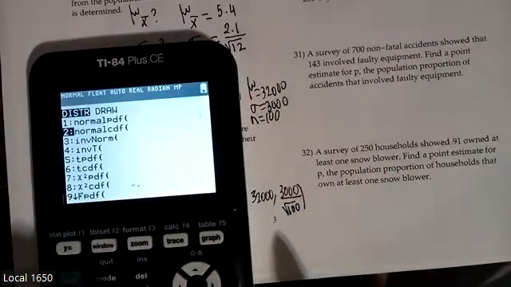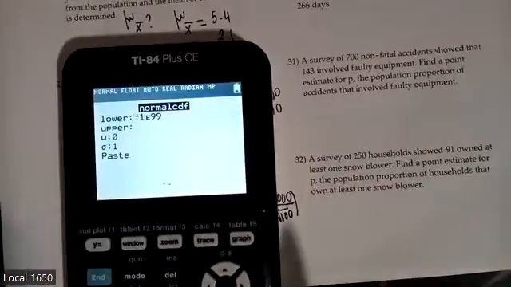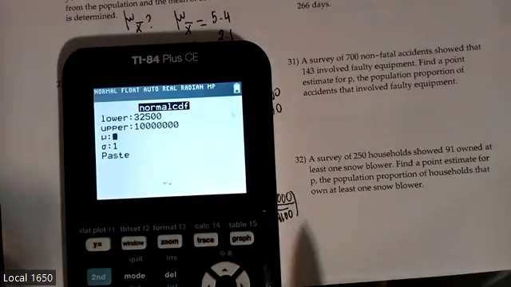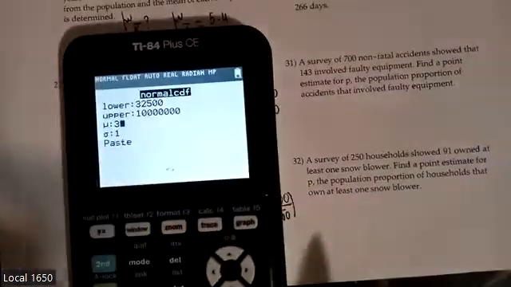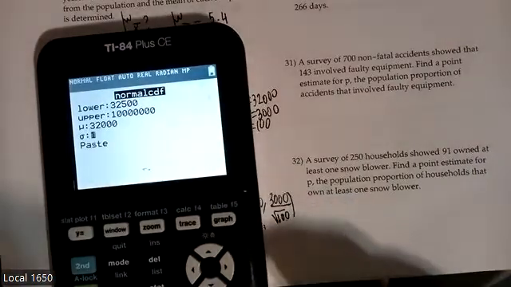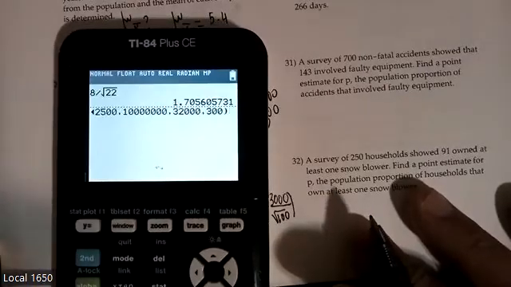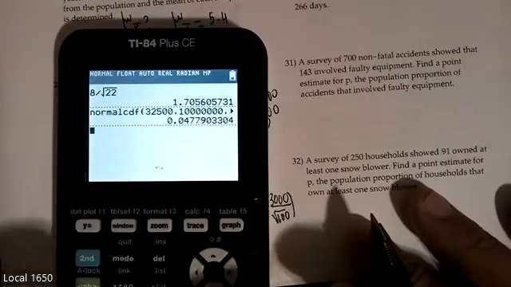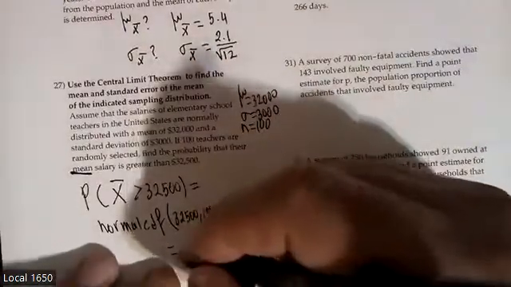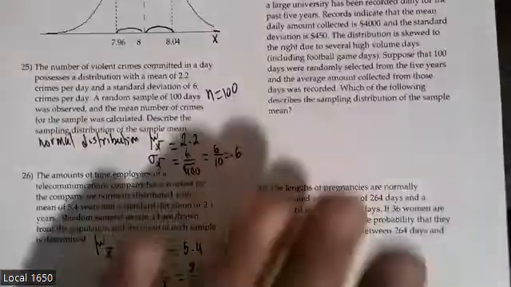Second, distribute normal CDF. So we got 32,500. You get 1,000,000. You get 32,000. And then 3,000 divided by 10, square root of 100 is 10, there will be 300. And that's it. Now I'm going to get the perfect answer: 0.0478. All right, so go to the next one.